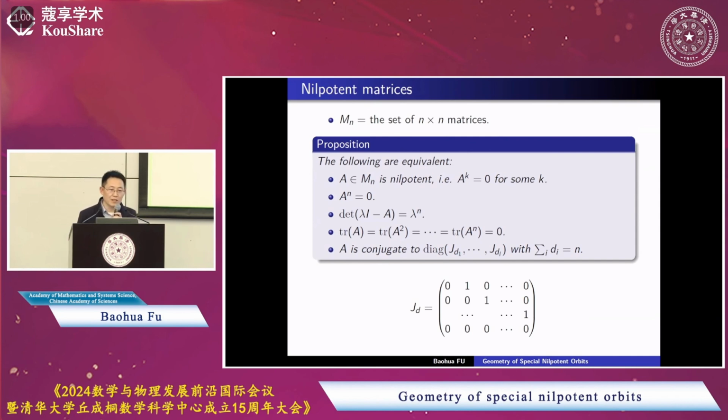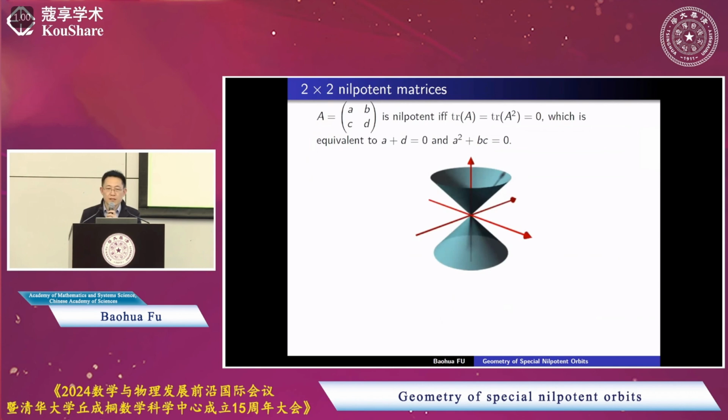So this means this matrix is conjugate to some Jordan blocks. Each Jordan block is of this type. The main diagonal entries are just zeros, and there are some ones on the upper diagonal.